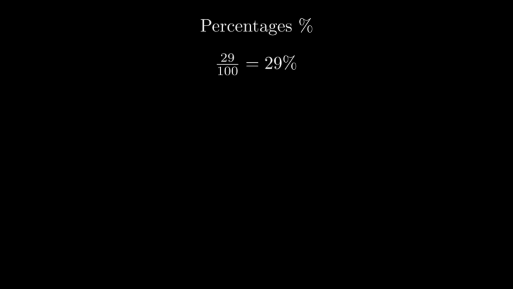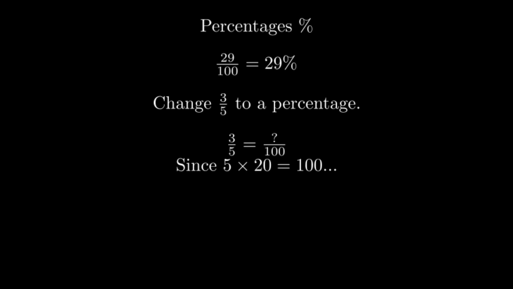But what if our fraction doesn't have 100 as its denominator? We can use equivalent fractions to change it. Let's try to change the fraction 3/5 to a percentage. Our goal is to find a fraction that is equivalent to 3/5 but has a denominator of 100. We need to think, what do we multiply 5 by to get 100? The answer is 20. Since 5 times 20 is 100, we must also multiply the numerator by 20 to keep the fraction's value the same.